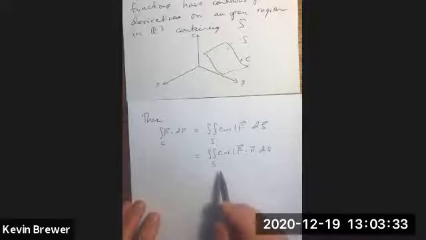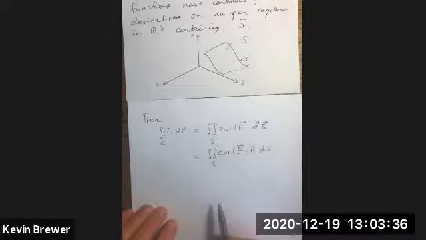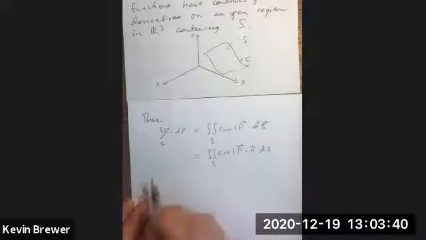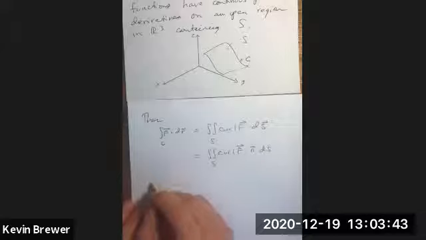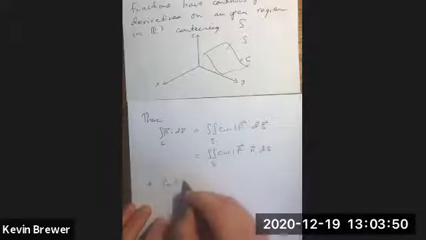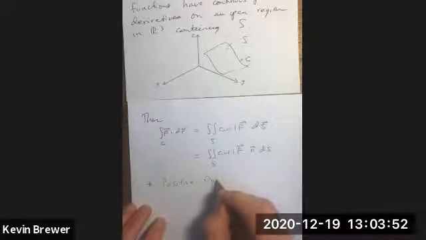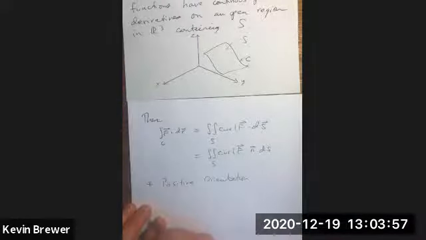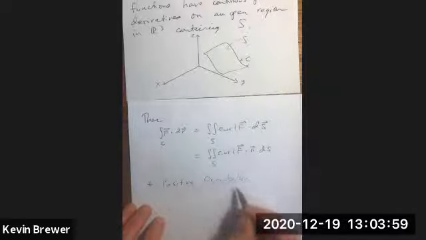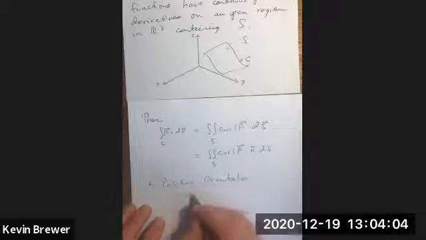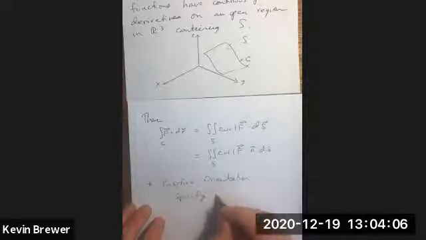Let's see, what else do I want to say? We need to make several comments here that explain what it is that we've actually said. The first is, what does this positive orientation mean? In order to say what positive orientation is, we need to specify a normal vector to this surface.